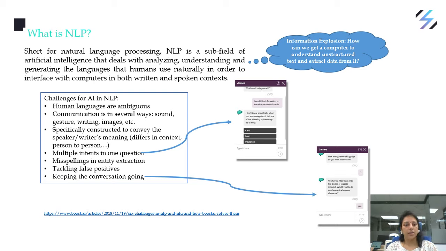Why is it a very deep field in NLP? Human languages are very ambiguous, and also communication is in several forms, in the form of sound, gesture, images, and an explosion of data. With all these, it becomes really difficult understanding the context, and the context differs from person to person, and also there are multiple intents in a single question.